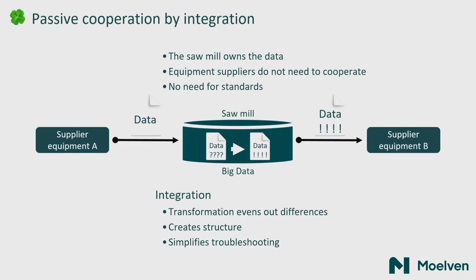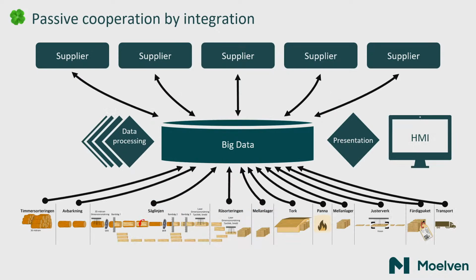And integrations, you have the transformations, you can equal data, and you can get a structure that is much better than anything else, and it also simplifies troubleshooting. So in a process, it could look like this. We have the process, and we have different suppliers.